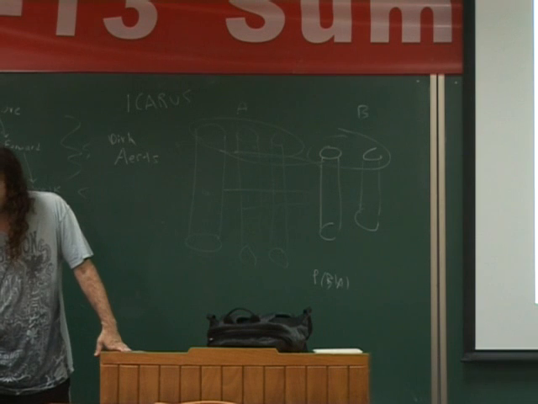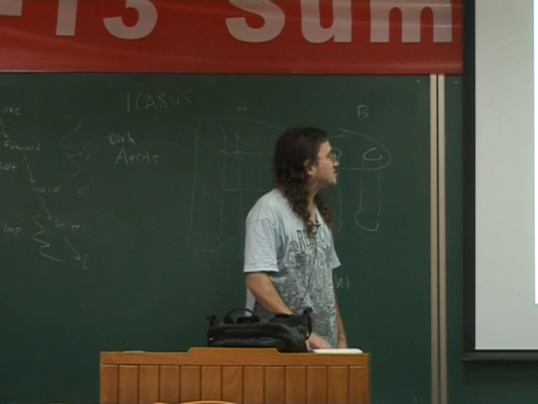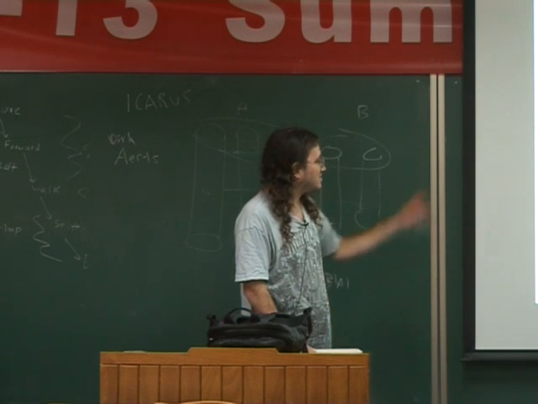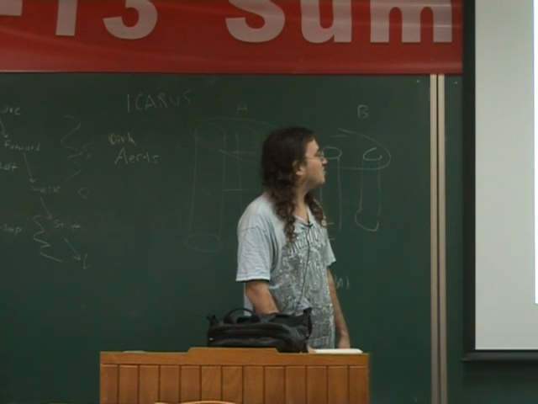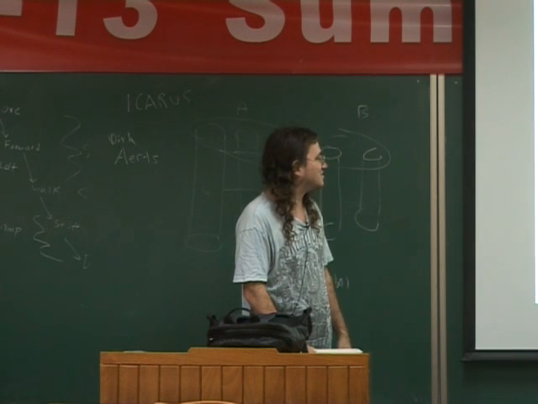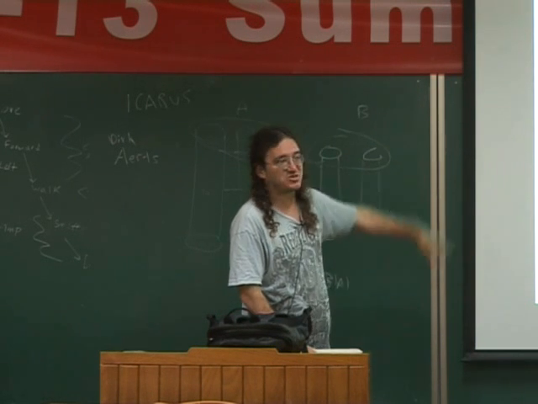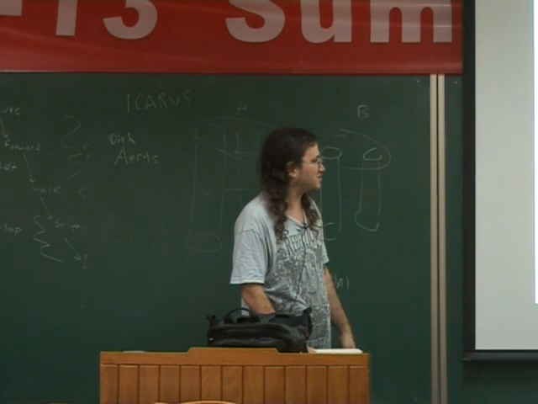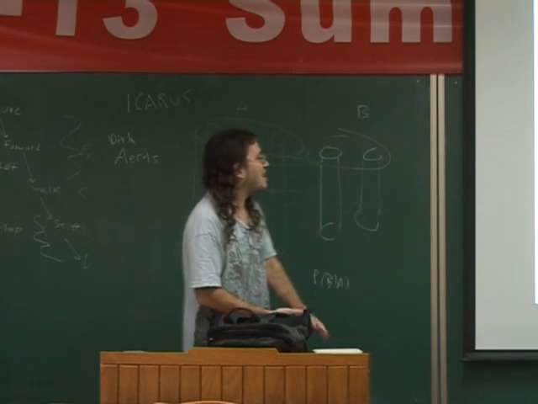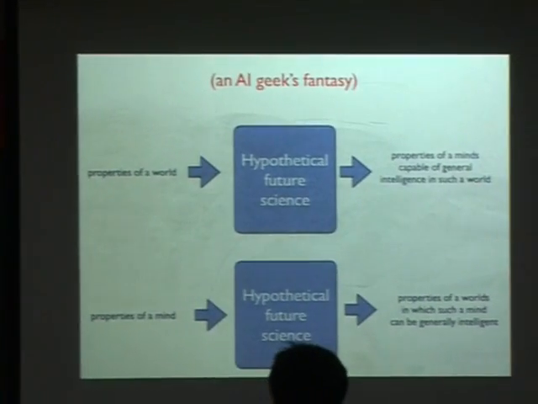So the idea here is to answer the question, like two symmetric questions really. What kind of world do you need to build a mind? And if you want to get human-like general intelligence, what kind of world do you need to foster its development? On the other hand, if you have a specific world, what kind of mind would you need in order to really be intelligent in that world?